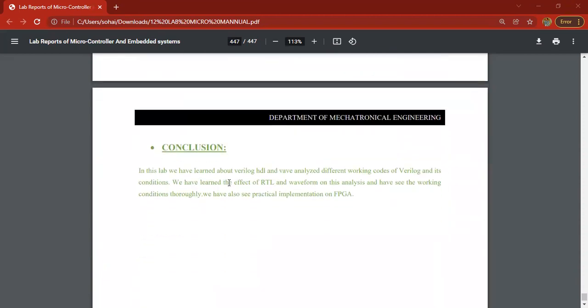So in this lab, we have learned about the use of HDL and have analyzed different working conditions. We have learned the effect of RTL and waveform on this analysis and analyzed the working condition thoroughly. We have also presented the practical implementation on FPGA.